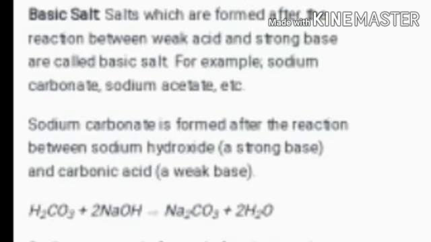You can see here the reaction taking place between sodium hydroxide, a strong base, reacting with carbonic acid, H2CO3, a weak acid, forming sodium carbonate, a basic salt. I hope this is clear to you.